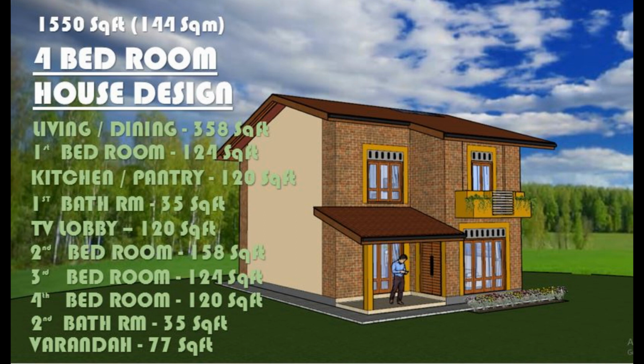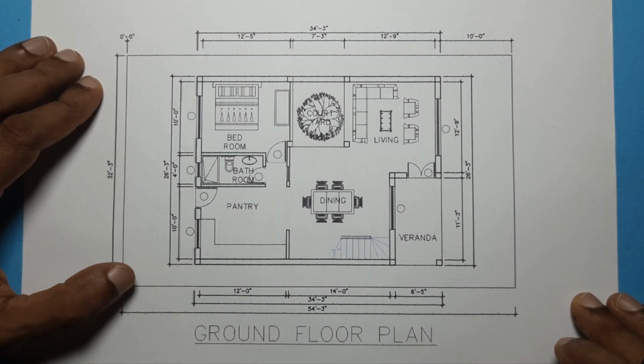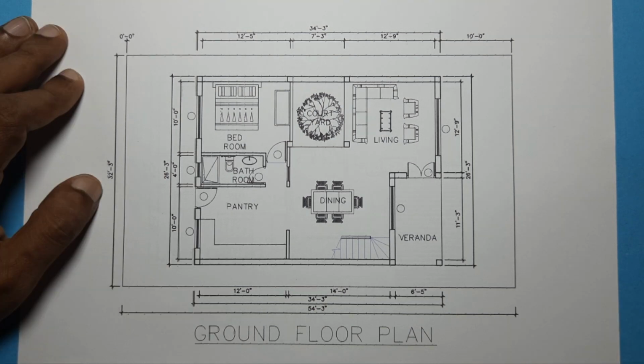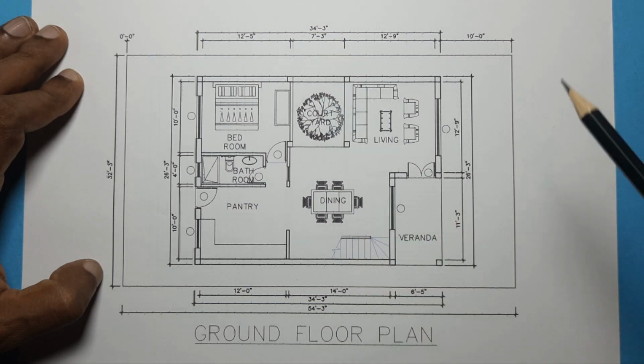Today I am going to illustrate the MH4 house type. This house consists of 4 bedrooms, 1 on the ground floor and 3 on the upper floor. First we must see the ground floor plan. For this house we need a land of 32 feet 3 inches by 54 feet 3 inches. The house footprint will be 34 feet 3 inches by 26 feet 3 inches.